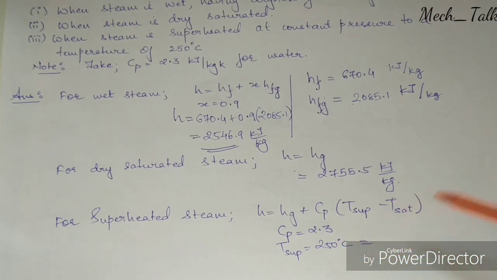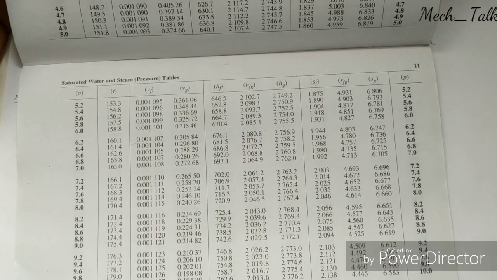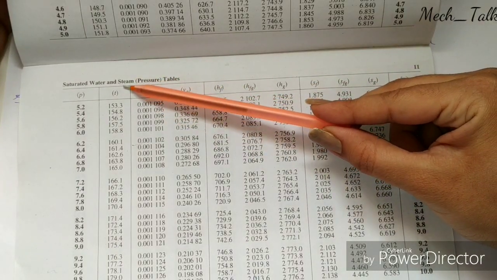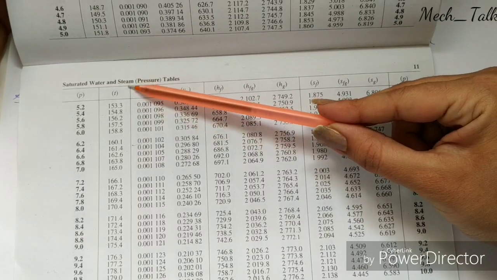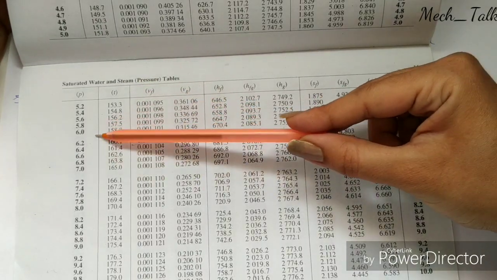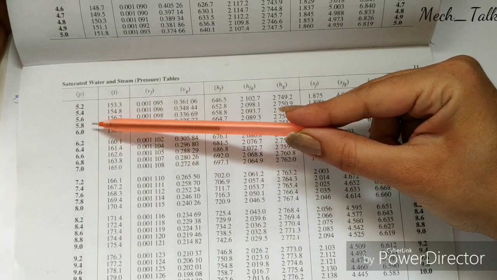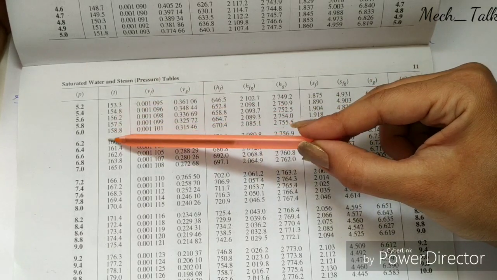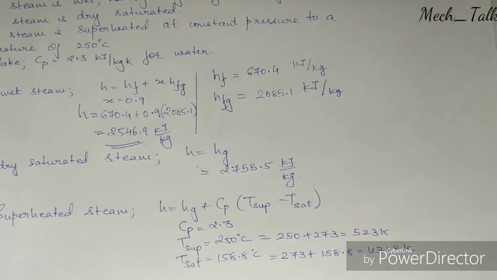Now for the T saturated value, we will take it from the steam table. As I said earlier, for 6 bar pressure, the next column is of temperature, and this temperature is particularly the saturation temperature for this pressure. Here we have for 6 bar pressure, the saturation temperature given as 158.8 degrees centigrade.